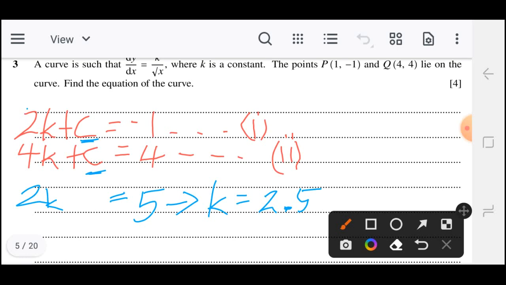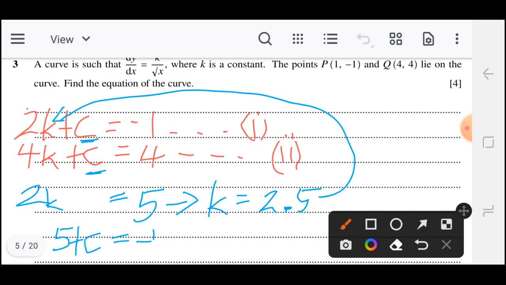Right, we take that value of k and substitute it into the first equation right there. Rewriting that equation gives us 2k, it's 2 times 2.5, which gives us 5. So 5 plus c equals minus 1. So this means that c equals minus 6. Right, so we have our two values there for k and c.